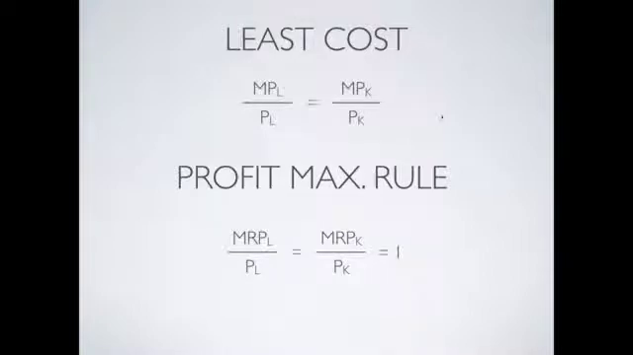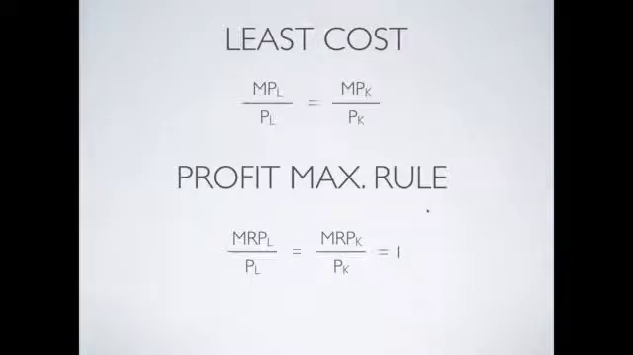The profit maximizing rule extends this a little further in that now we're going to be multiplying the marginal product of labor and the marginal product of capital by the price of the output. So we're going to be looking at the marginal revenue product of labor and dividing that by the price. All we've done here is take the marginal product of labor and multiply by the price of the output to give us the marginal revenue product of labor. And we've done the same thing here. We've got the marginal product of capital, and then we're multiplying it by the price of the output that capital is producing to give us the marginal revenue product of capital divided by the price of capital.